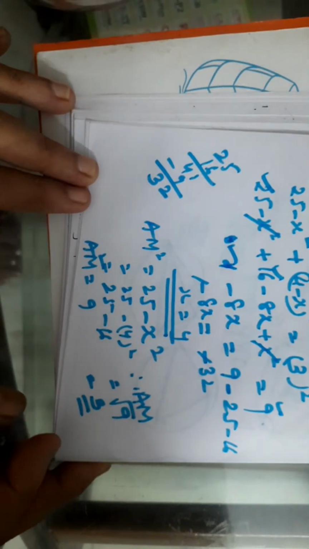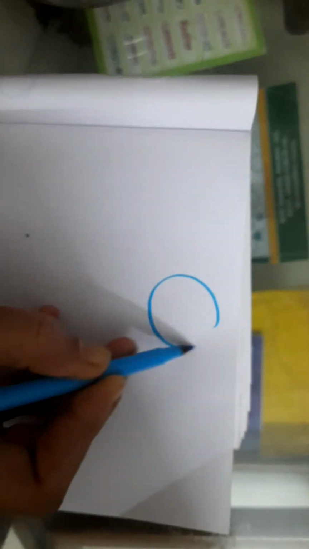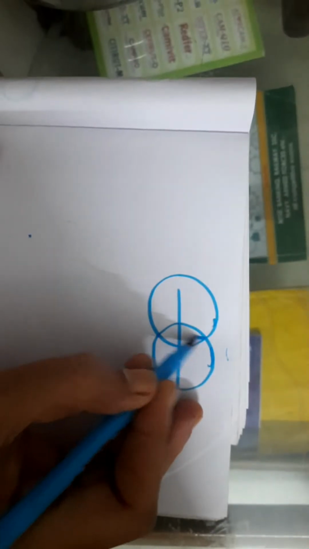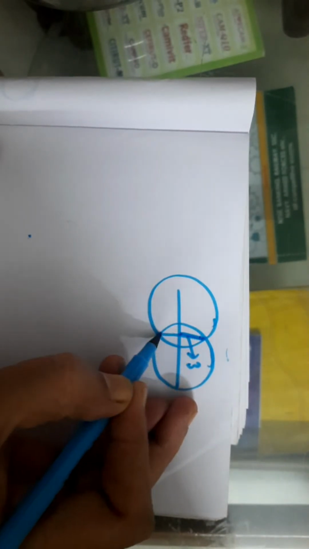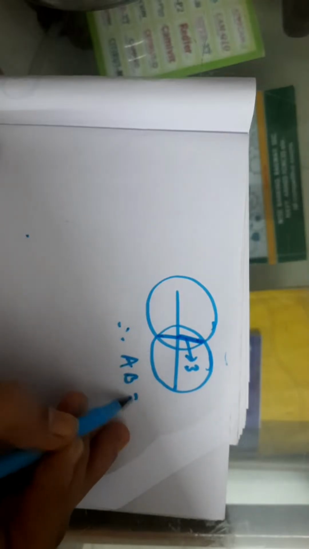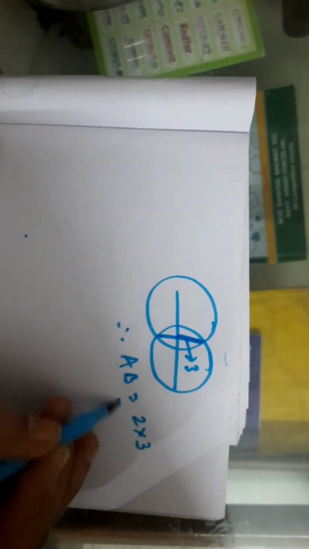But we need to find out what chord AB is. Once again, if you recall the circle, the two circles were intersecting each other. So here I took it as AM. This part we got as 3. We need to find the complete chord, so the complete chord will be double of that. Therefore, AB is 2 multiplied by 3. So it's 6. This is the value of AB.